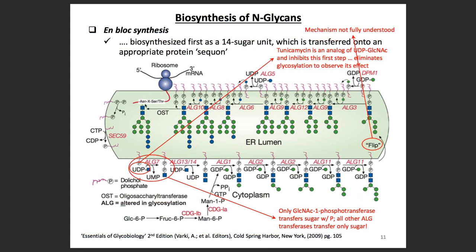our oligosaccharide transferase, which then transfers onto the asparagine. And that's how the glycoprotein is generated in the endoplasmic reticulum.